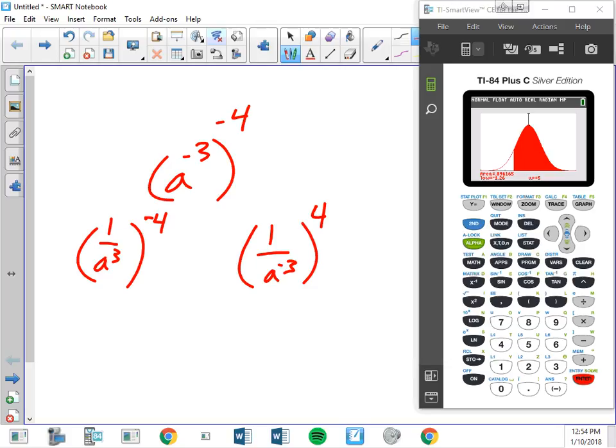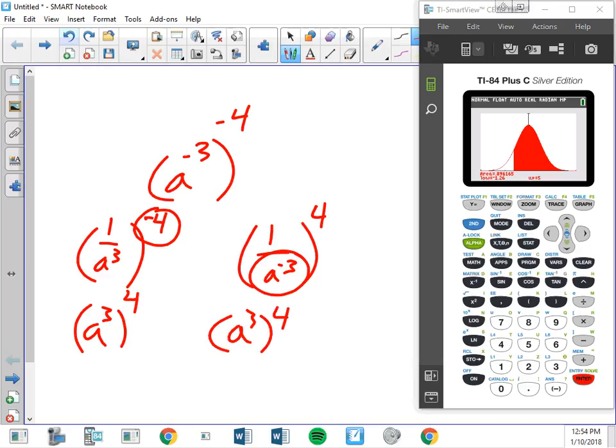This needs to be flipped again. So it would be a to the 3rd to the 4th. And then this one needs to flip, which would be a to the 3rd to the 4th. And what do you notice? They're the same. You're going to get a to the 12th. Right. Every flip will get rid of one negative. And it doesn't matter what order you flip them in. You can flip from the outside or flip from the inside.